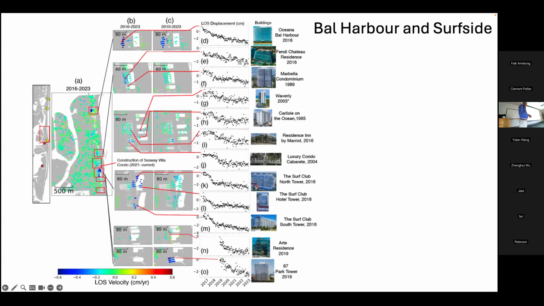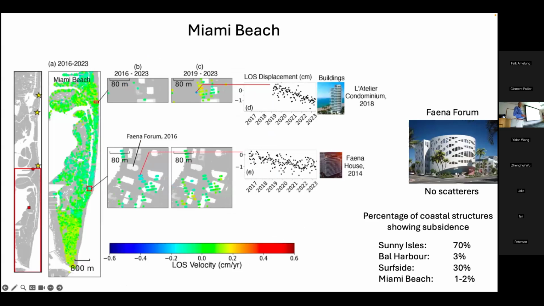Champlain Tower South is just north of the 87 Park Tower. If you go further south to Miami Beach, there's essentially nothing, but there were also no recently built buildings. The few that were recently built are the L'Atelier and the Fisher House. Next to it is the Fisher Forum, and for the Fisher Forum we have no data. It's a cultural center or a concert hall or something like that.